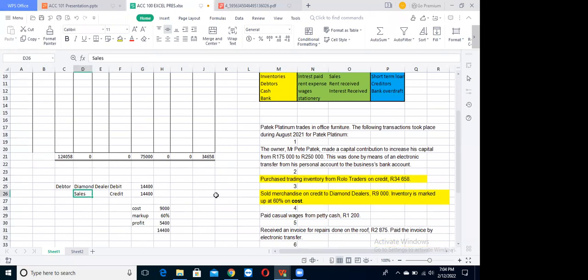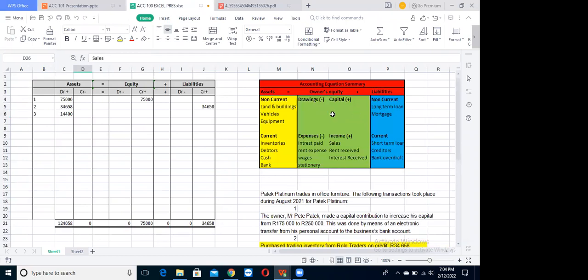We want to know which class the sales account falls under. Is it an asset? Is it owner's equity? Or is it a liability? We just navigate through to find the sales account. But in an exam situation, you won't have this table here. So it is important that you know which type falls under which class. Sales, we find them under the owner's equity.